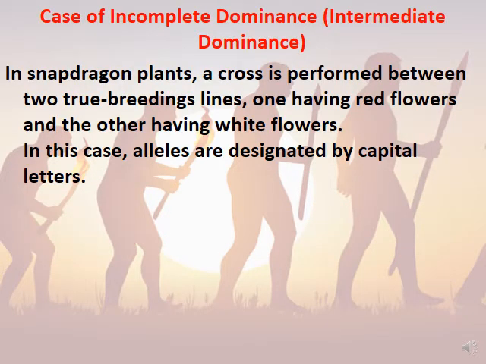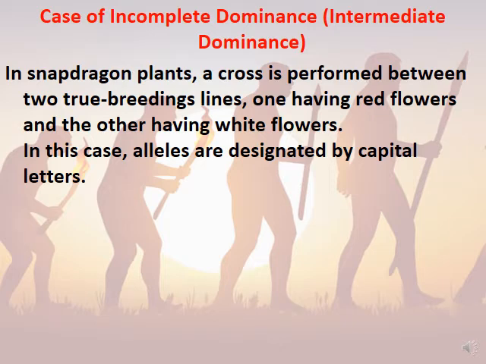Moving to the case of incomplete dominance, which is also called intermediate dominance. Here in the snapdragon plants, a cross is performed between 2 breeding lines, one having red flowers and the other having white flowers. In these cases, the alleles are designated by capital letters, as in the case of codominance. Both of them are designated by capital letters.